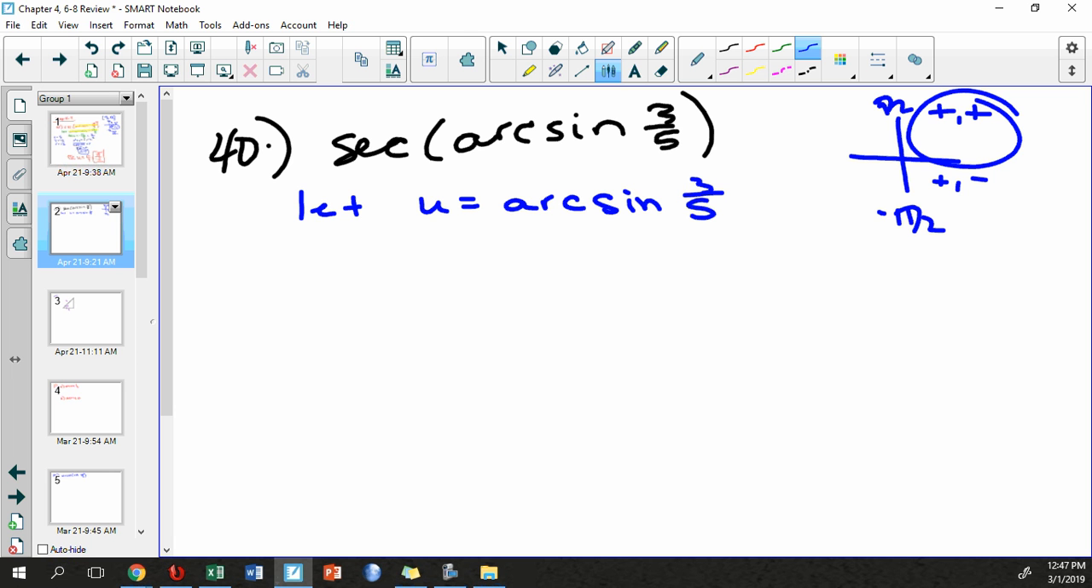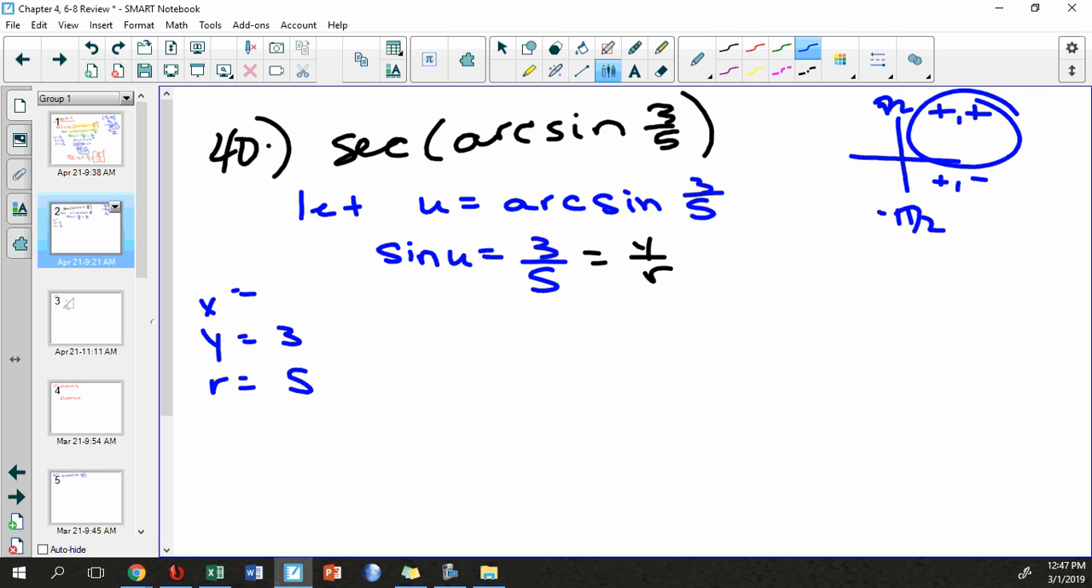Okay, so we're going to go ahead and take the sine of both sides. So I have the sine of u is equal to 3 over 5. What is sine described to be in terms of x, y, and r? This is going to be y over r, which tells you that I need x, y, and r. Y is 3, r is 5. I need to find x. How do I go about finding x?